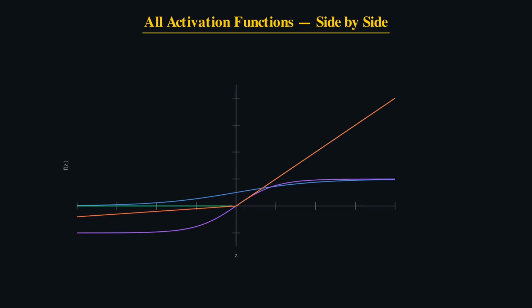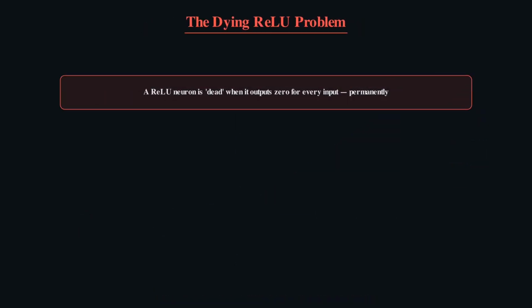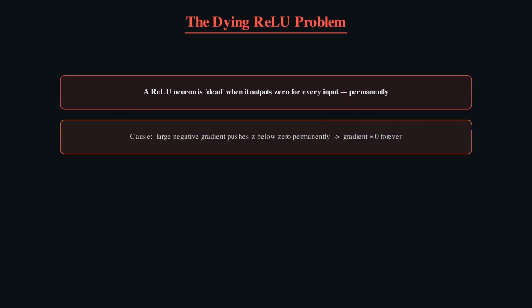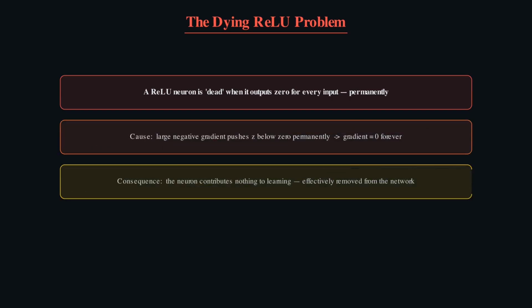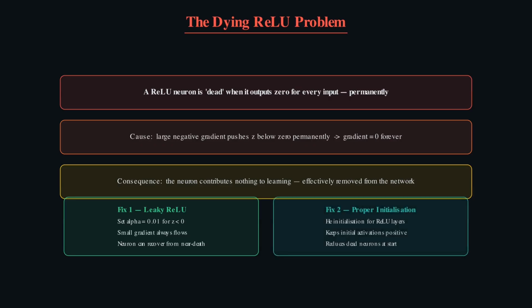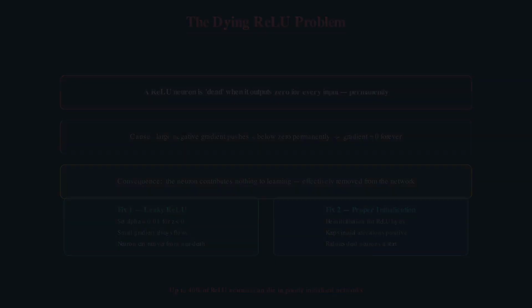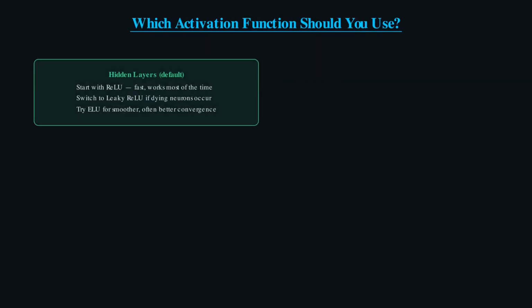Softmax belongs in a different category entirely. It takes a vector of raw scores, called logits, and converts them to probabilities that sum to exactly 1. Watch the example. Scores of 2.0, 1.0, and 0.1 become 65.9%, 24.2%, and 9.9%. The highest score dominates, and the total is always 1. Use softmax only at the output layer for multi-class classification, never in hidden layers.